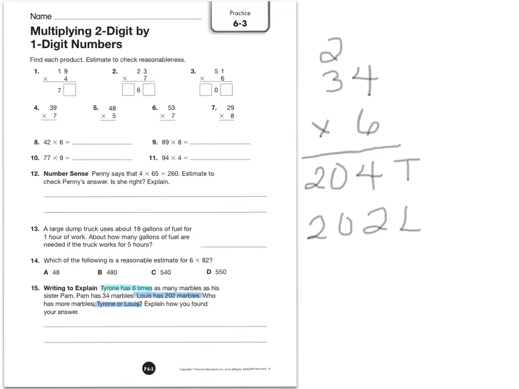The really important part I want to look at is where it says explain how you found your answer. There are going to be some of you that just write Tyrone or Lewis. Make sure you answer both parts of the question. Now, let's take our pen and go down to the bottom here. First of all, between Tyrone and Lewis, we know it's asking who has more. Well, we see the T for Tyrone. He has 204. So we would write Tyrone on the line.